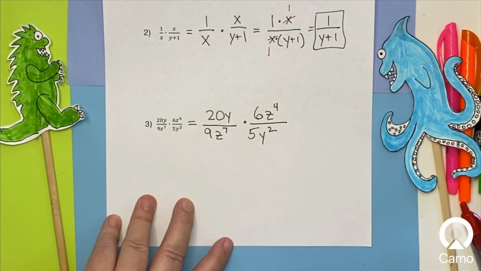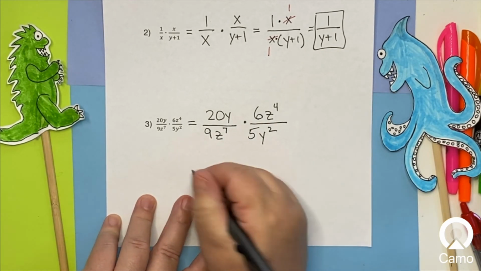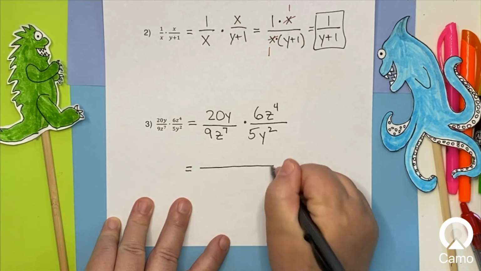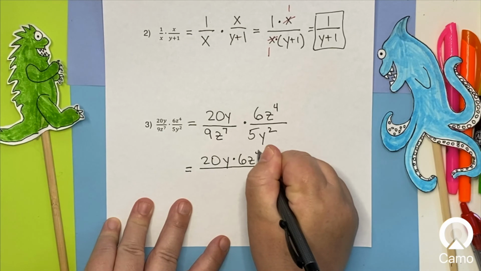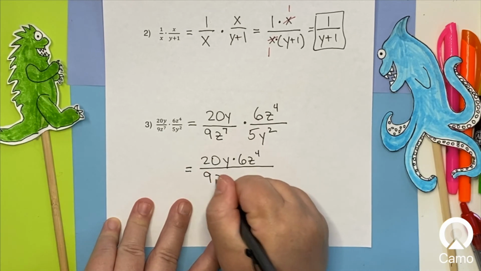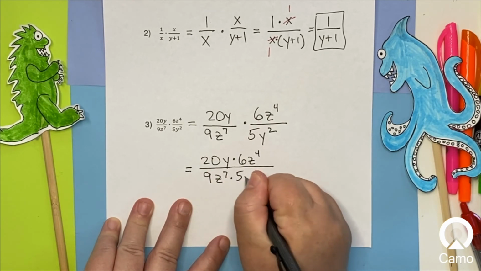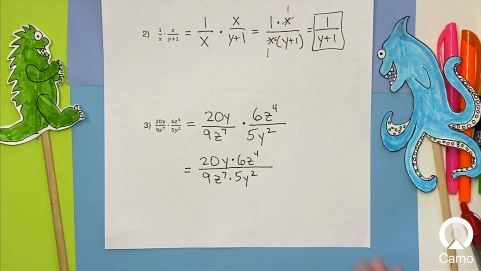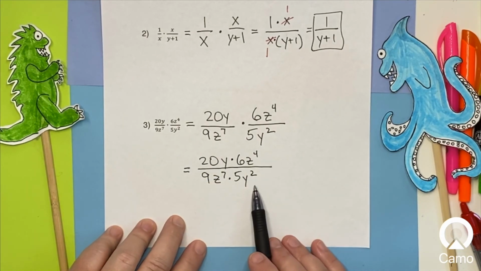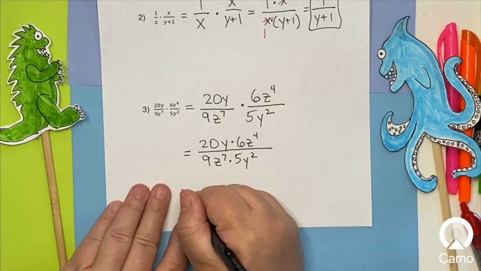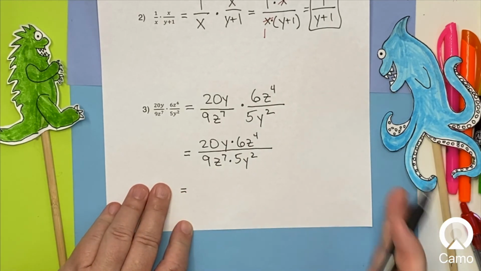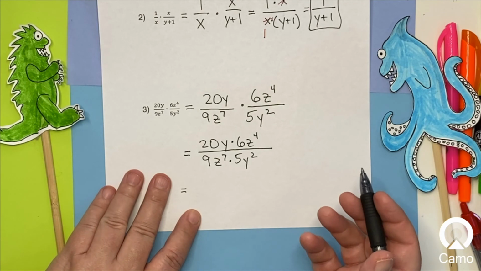Now, you've got a couple of options here. I'm going to go ahead and multiply them out. So I've got 20y times 6z to the 4th all over 9z to the 7th times 5y squared. Now, a lot of stuff is going on there, so you could go ahead and reduce in this form, or you could break it down a little bit. So this is optional. You don't have to do this, but this is an idea.